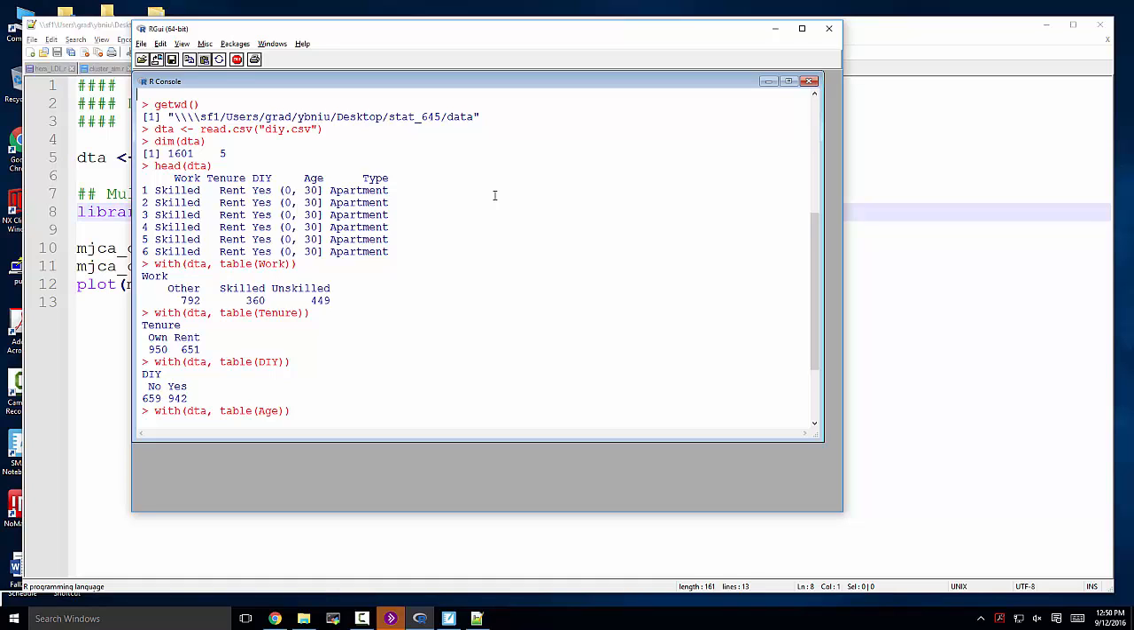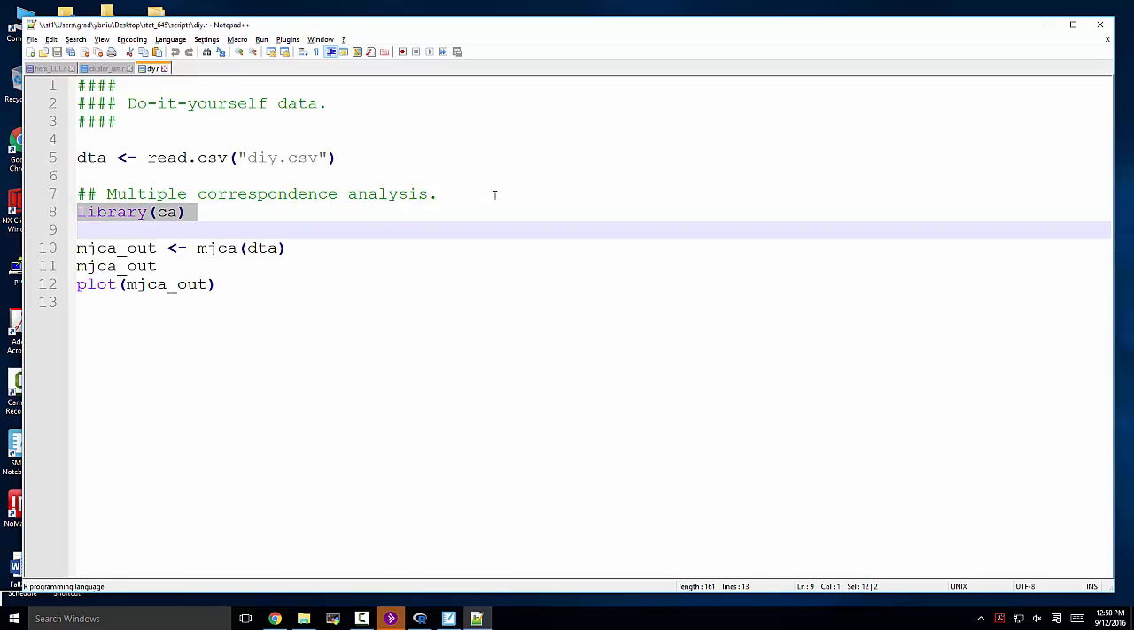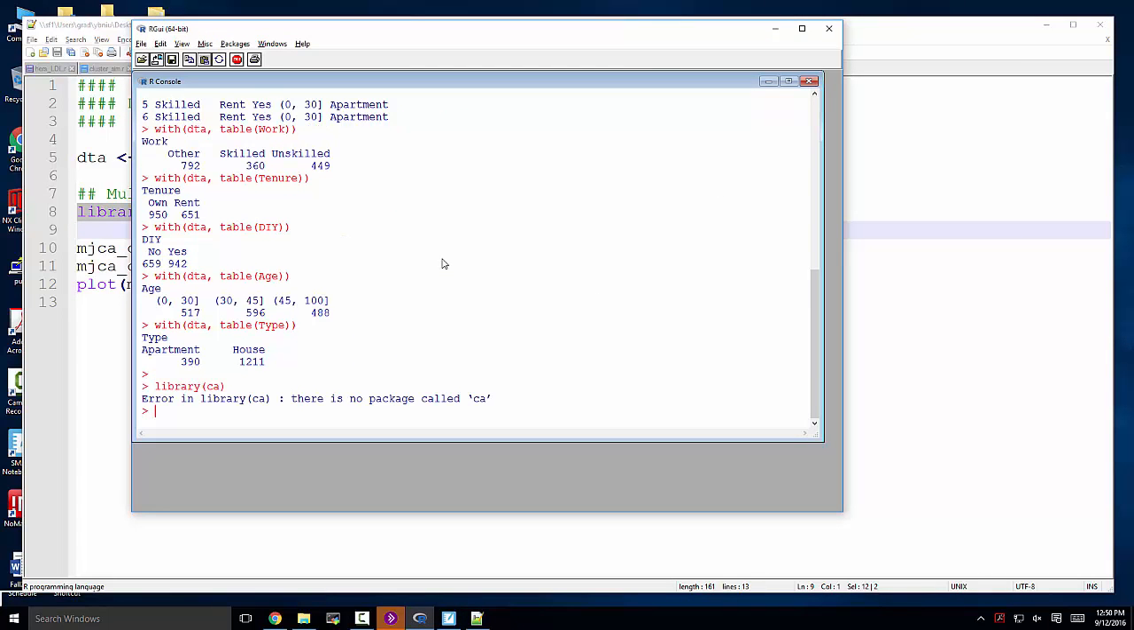Okay, so let me show you what that gives us. To do multiple correspondence analysis, there's multiple ways to do it in R. I'm recommending you use the CA package. If you haven't already, let me see if we've got it here. Library, CA. Okay, there's no package called CA, and this may be a problem.